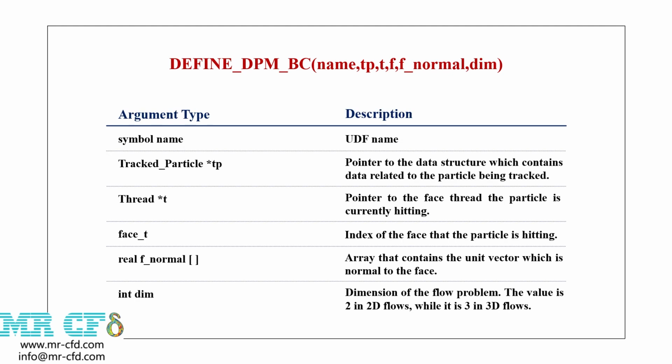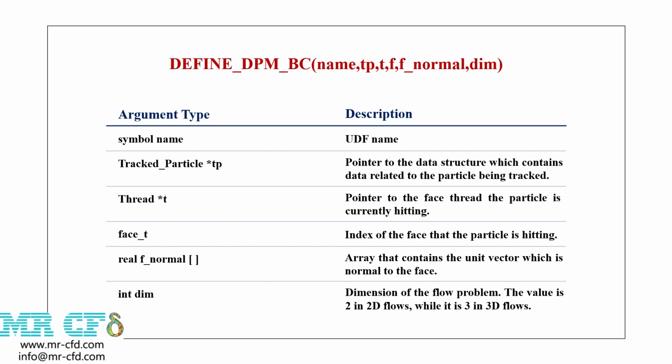This macro is represented using 6 arguments. The first argument indicates the name of the desired function. The second argument is a pointer to a data structure that contains information about the tracked particle. The third one is a pointer to a surface thread of discrete particles that are colliding.